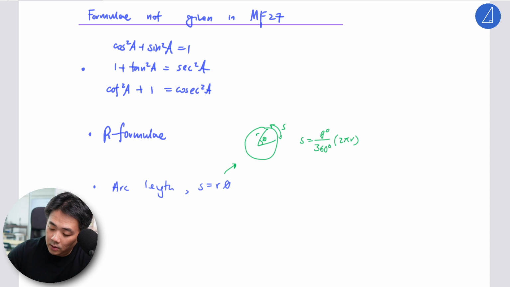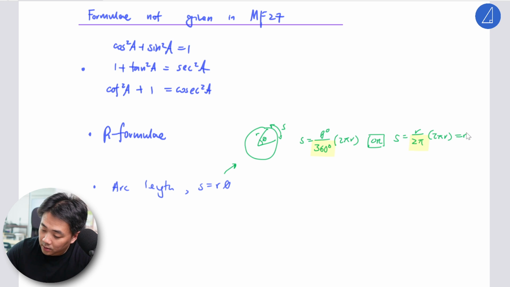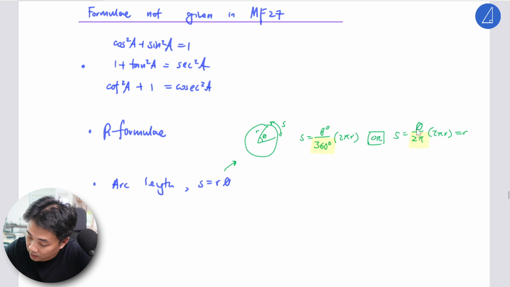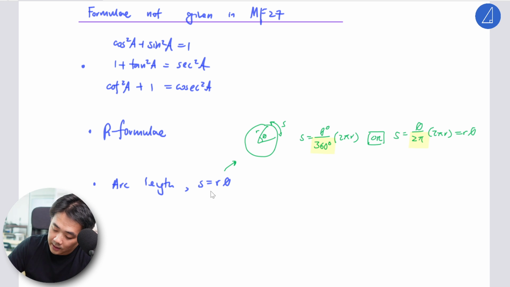Okay. So if you want it in radians, obviously everything is in radians. So S is equal to theta over 2 pi instead of 360 degrees. Okay. Then you multiply by 2 pi r. So this will be R theta. Oh, sorry, this was in degrees, theta, so it becomes R theta. Okay, so arc length is R theta.